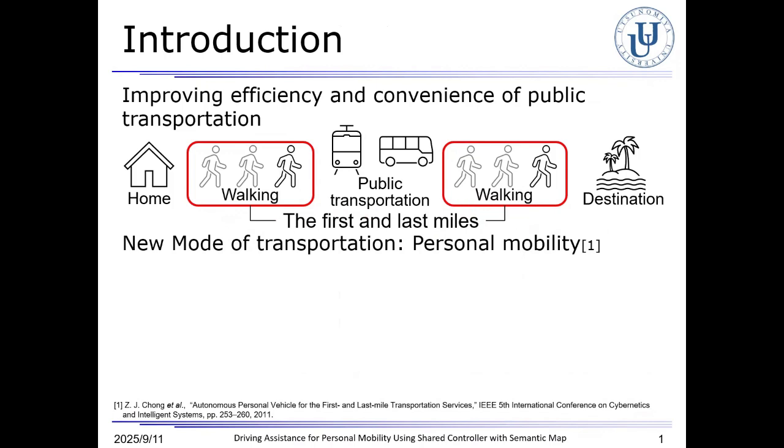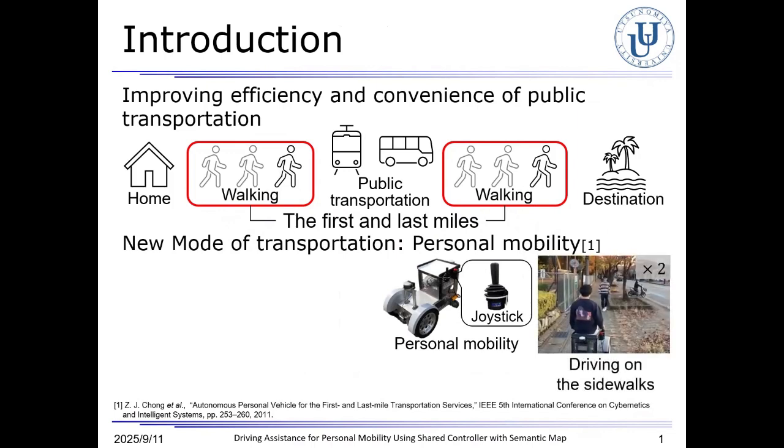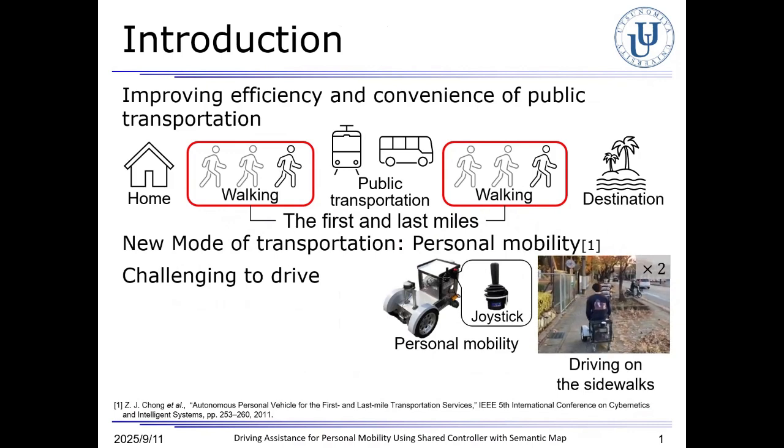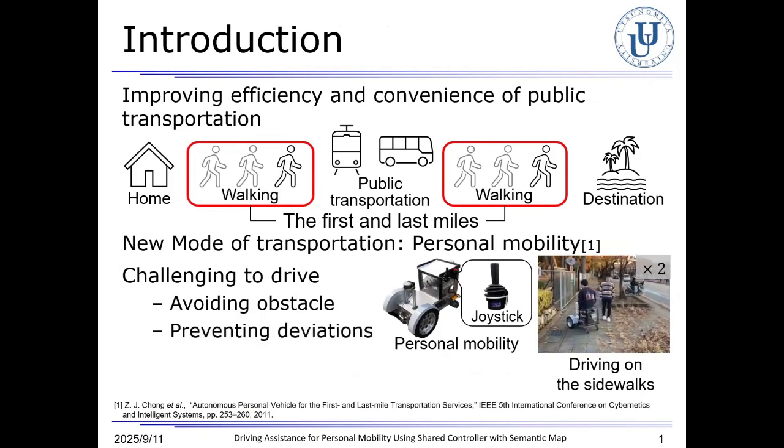Personal mobility refers to single-user mobility devices. For example, in our laboratory, we have developed a joystick-driven mobility that allows the user to steer simply by tilting the joystick. However, as you can see, driving on a narrow sidewalk is challenging. The user must avoid obstacles such as pedestrians while preventing deviation from the drivable sidewalk, which makes navigation difficult.